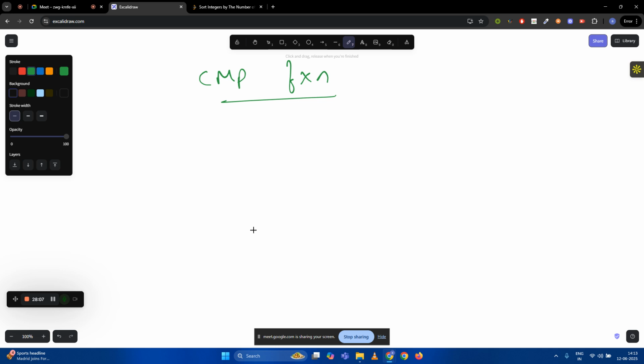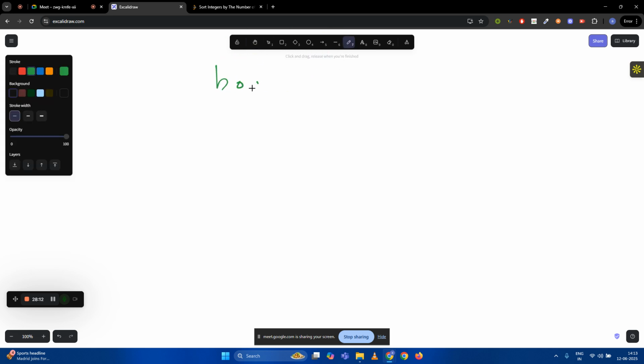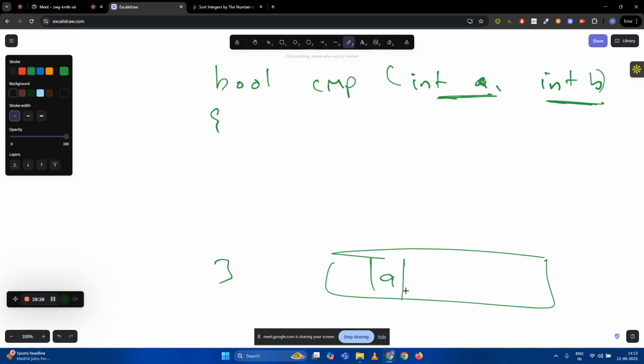Okay. Now let me ask you a question. Suppose I'm making a function, bool comparator, CMP, int a and int b. This a and this b, this is the order in which you are passing. It means that a is written first and b is written second. Suppose you are having an array where a is written before b. Let's say their values are 3 and 7.